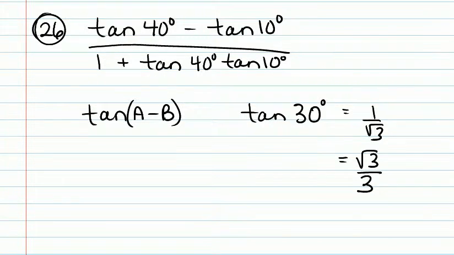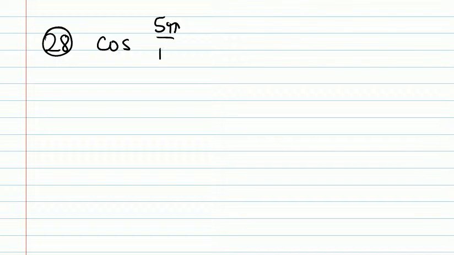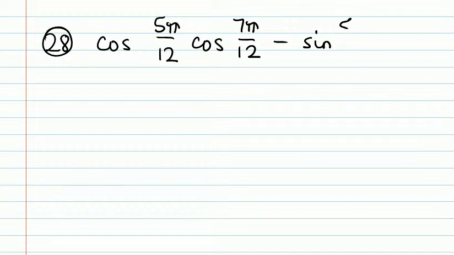So, 28. Cosine 5 pi over 12, cosine 7 pi over 12, minus sine 5 pi over 12, sine 7 pi over 12. Okay, find the right rule. Decide what A and B are. Use the rule. Get an answer.